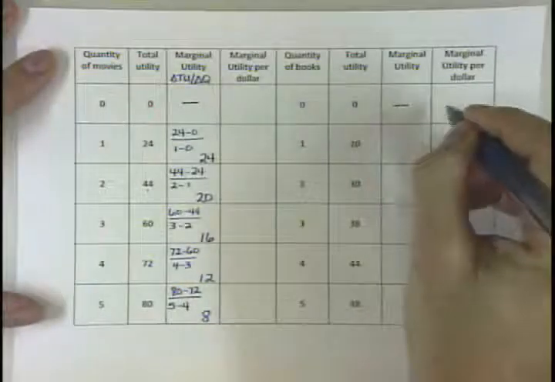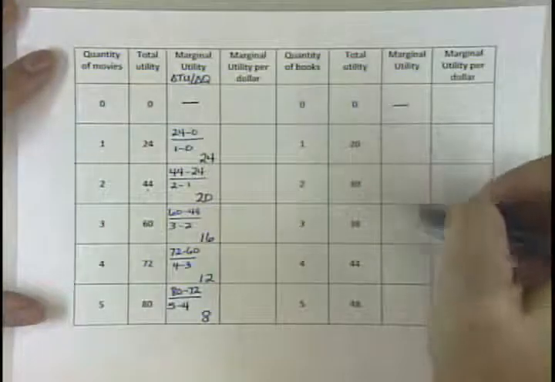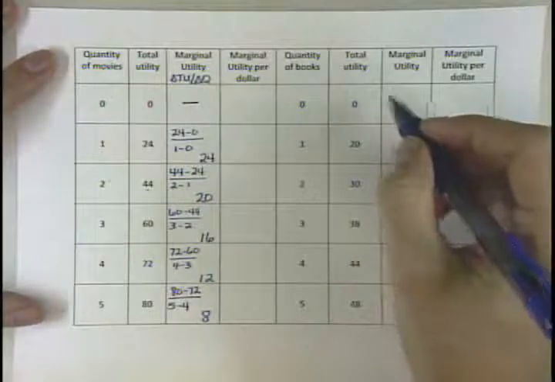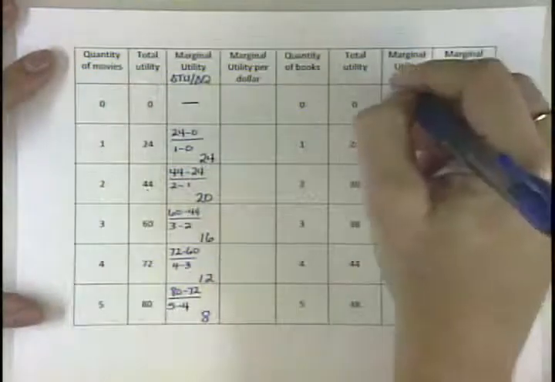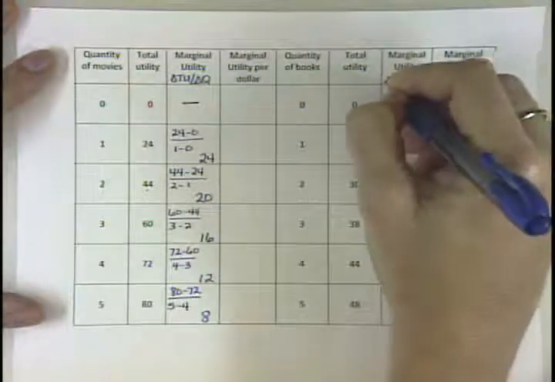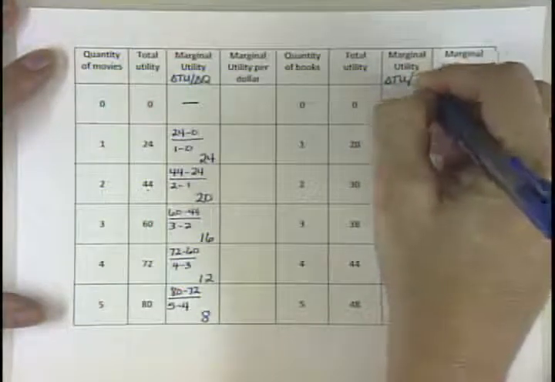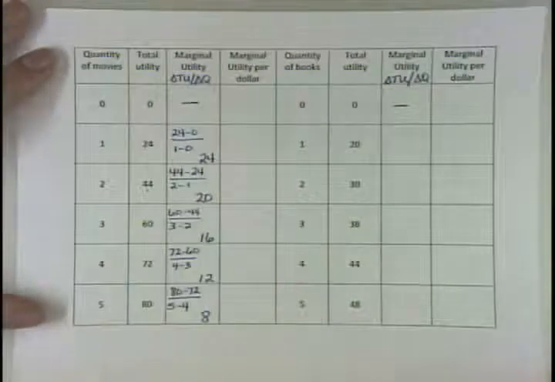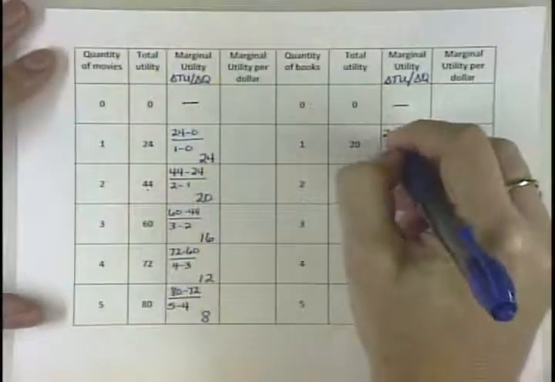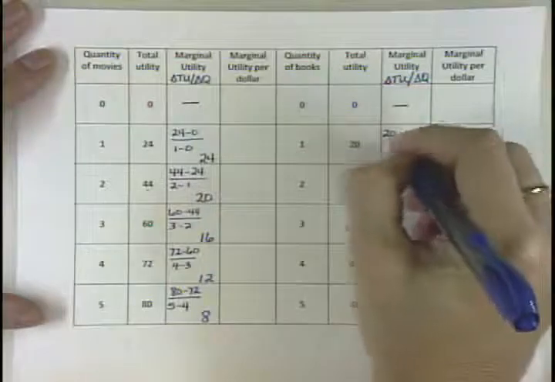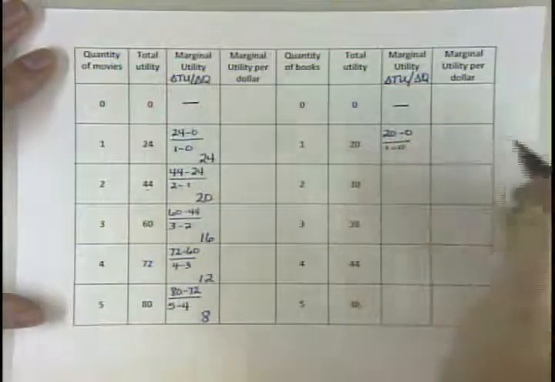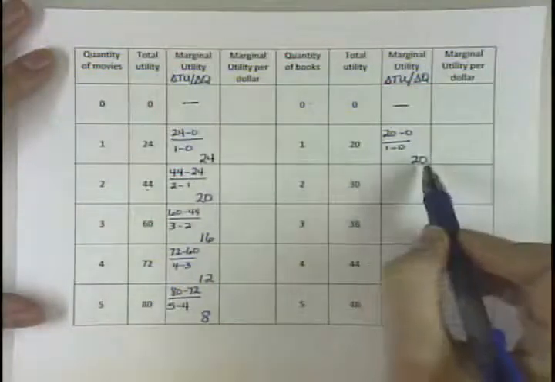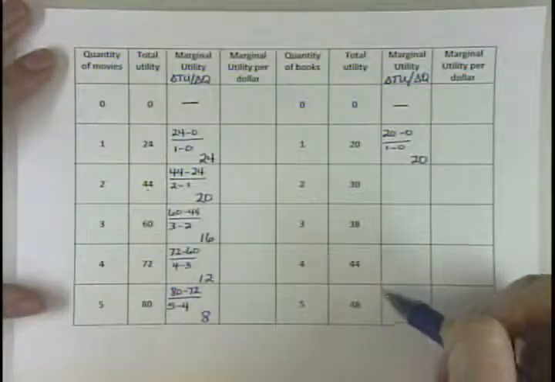Again, we don't ever have one for the first, for 0 units. But if we go from 0 books to 1 book, we want to find the change in total utility divided by the change in quantity. So the change in total utility divided by the change in quantity. How much does that next increment of books give me satisfaction? So we're going to do 20 minus the 0 divided by 1 minus 0, which is 20. So that first book gives me an additional 20 units of satisfaction.